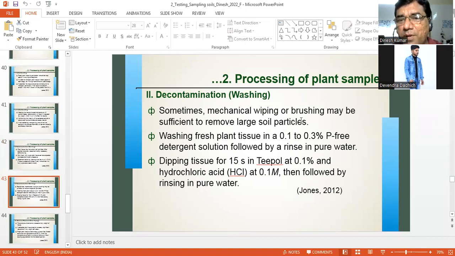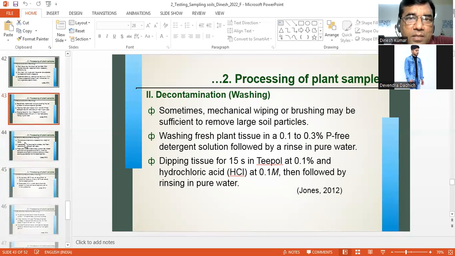Sometimes mechanical wiping or brushing may be sufficient to remove large soil particles. Sometimes you can use detergent powder. A 0.1 to 0.3% phosphorus-free detergent solution can be used. But after that, you need to clean again with pure water to remove the detergent completely. One detergent is Teepol. Teepol can be used at 0.1% and hydrochloric acid at 0.1 molarity, followed by rinsing with pure water. So this is how we can decontaminate the plant sample.